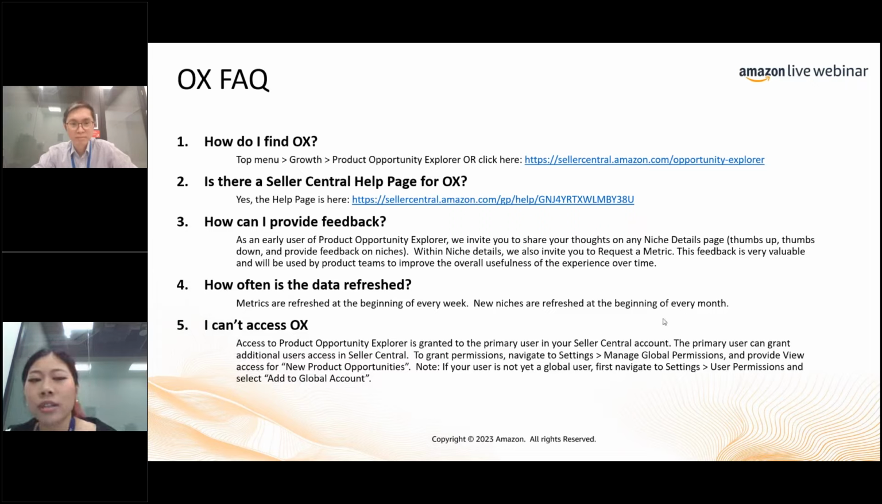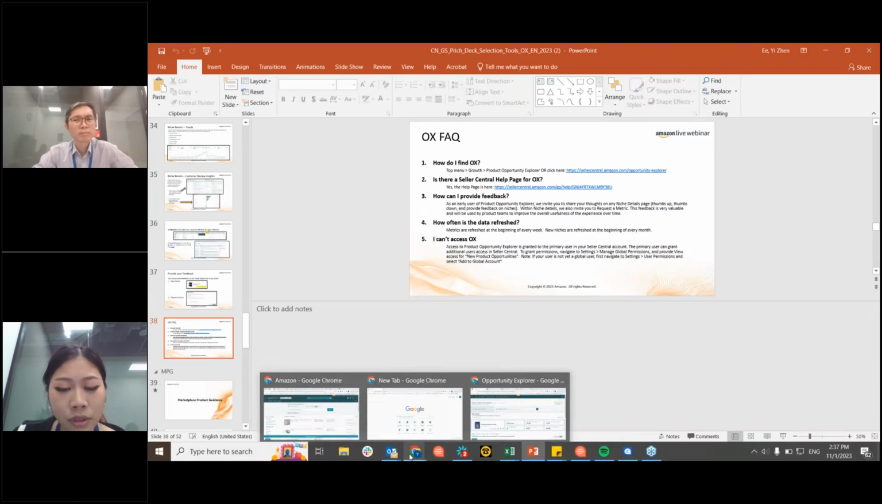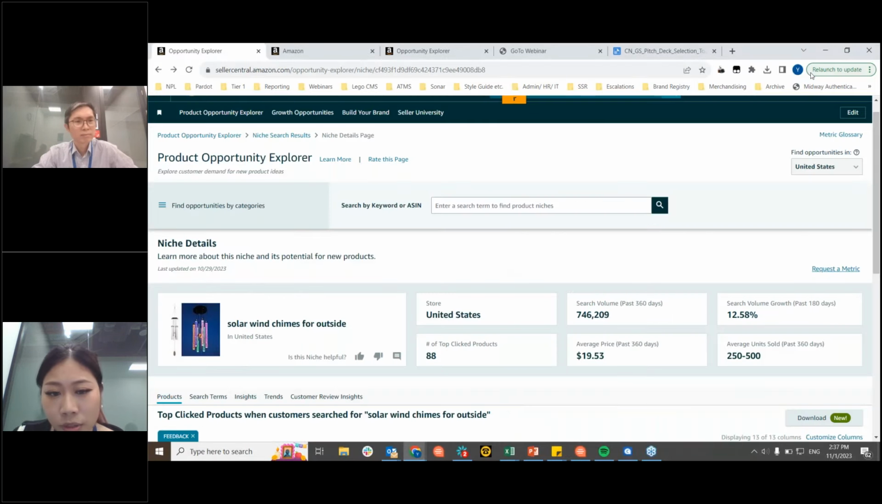So number one, when is this data refreshed? Metrics are refreshed at the beginning of every week. In fact, if you go to the Opportunity Explorer, let me see. You can see over here, it's last updated on 29 October. So that's quite new, 29 October. Yeah, that's Sunday. So you'll be able to see when this data is actually refreshed quite frequently.